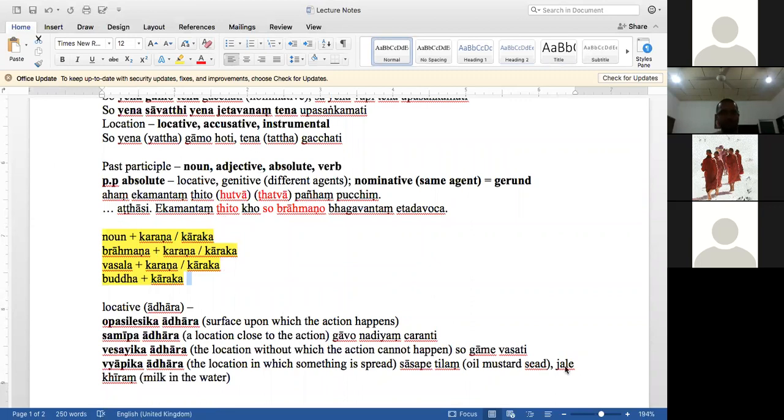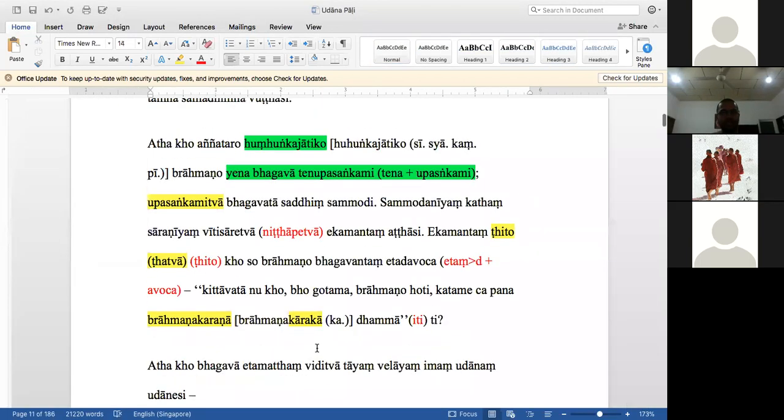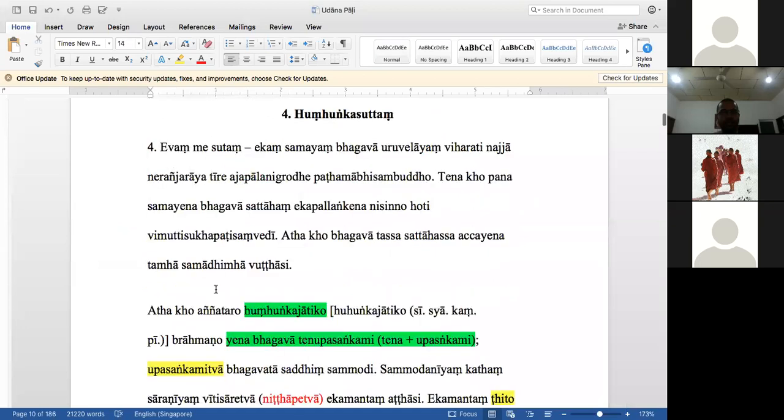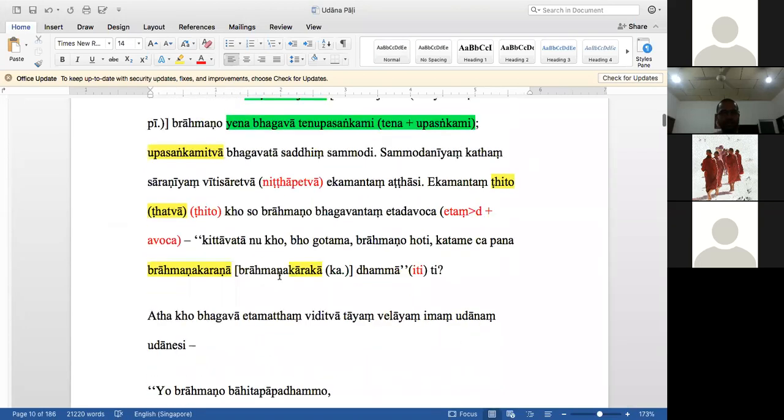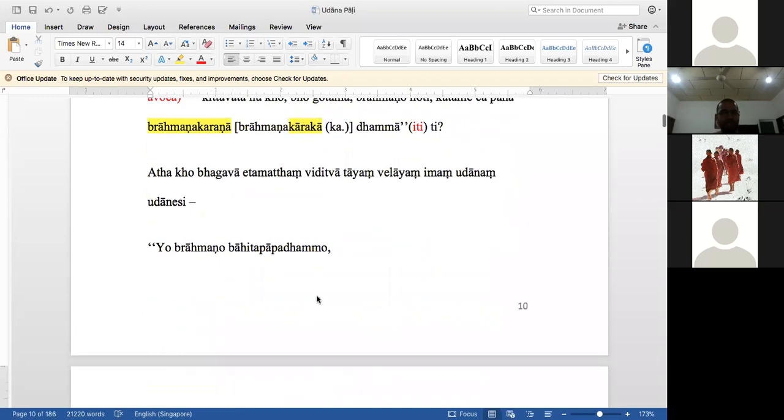If you go to the Sutta, the previous sutta, the Huhunka Sutta, in this Huhunka Sutta you can see Brahmana Karana and Brahmana Karaka within brackets. In some traditions, some Tipitaka editions, the word Karaka was used instead of Karana. They have the same meaning.